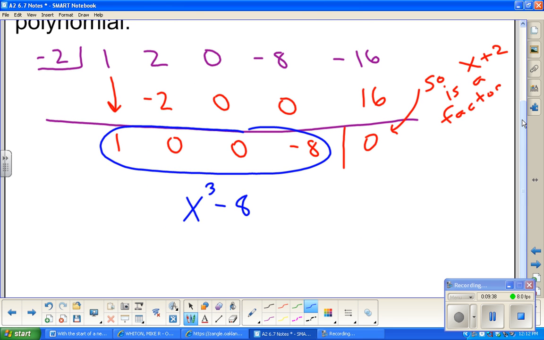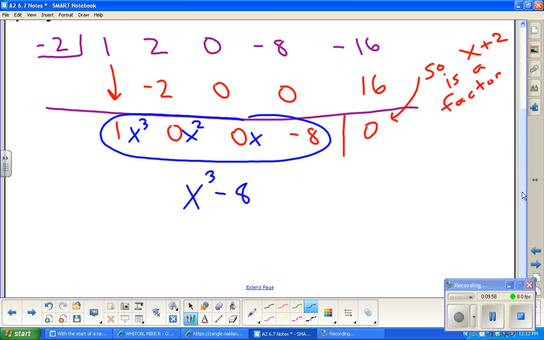So we're starting out with x. This is my x cubed. There's no x squareds, there's no x's, and there's just a regular minus 8. Now that's the thing we need to try and factor farther if possible. This is the difference of cubes, from last section. So we need to factor that out.